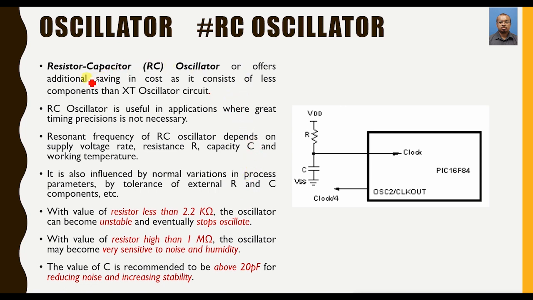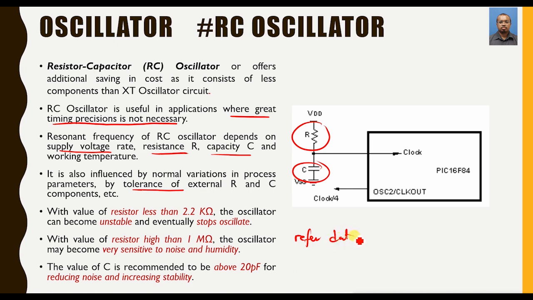Next type of oscillator is an RC oscillator, which consists of a resistor and also a capacitor. This is a cost-saving design, used where timing is not really an issue. If your system requires very precise timing, then you have to use a crystal oscillator instead of this RC. There are calculations for how to do it. Resonant frequency of an RC oscillator depends on supply voltage, resistance, and capacitance of the capacitor. I'm not going to go through this in detail, but you can refer to the datasheet if you need further explanation.